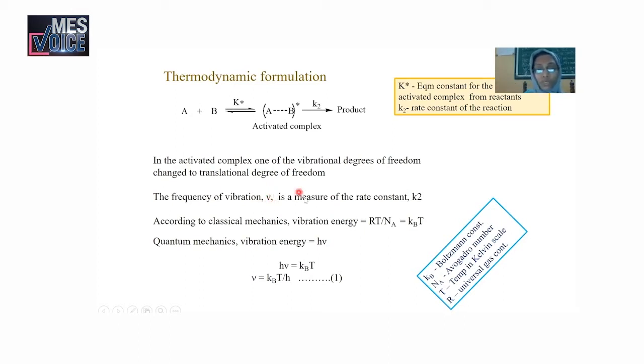So this frequency of vibration is equal to the rate constant k2 of the reaction. Then according to classical mechanics, the vibration energy is given by RT/N_A, where R is the familiar universal gas constant, N_A is also familiar, that is the Avogadro number, and k_B is the Boltzmann constant. So vibration energy is equal to k_BT according to classical mechanics, but according to quantum mechanics, the vibration energy is given by hν. Then equating these two equations, hν is equal to k_BT, then ν, the vibrational frequency, is equal to k_BT by h. That gives equation number 1.